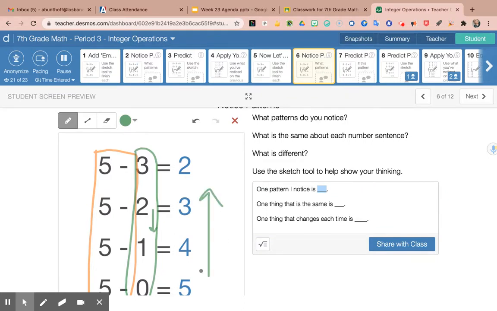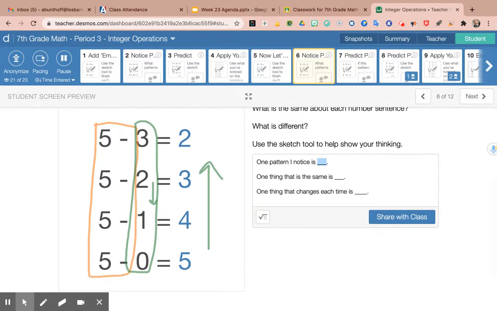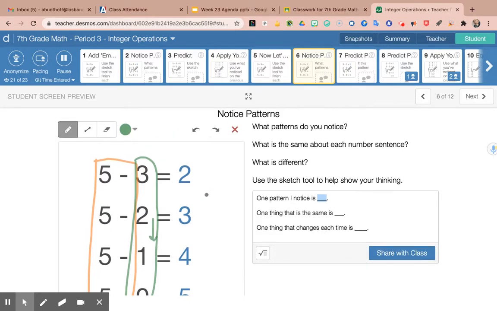So as this goes down, it looks like this is going up. Oh no, it's going down as well, actually. Oh no, it's going up.